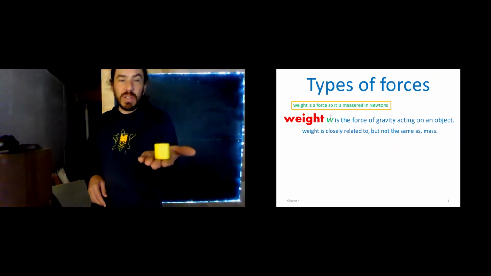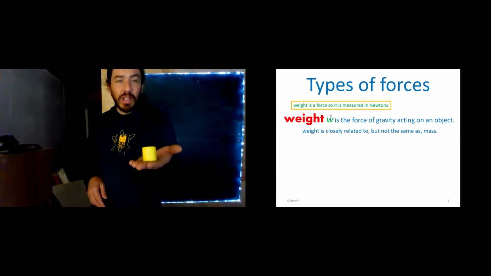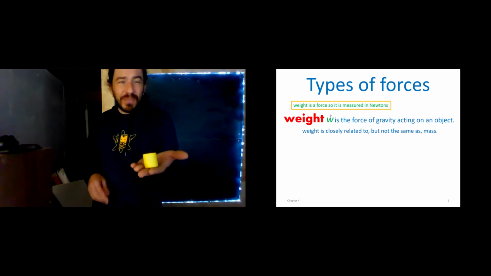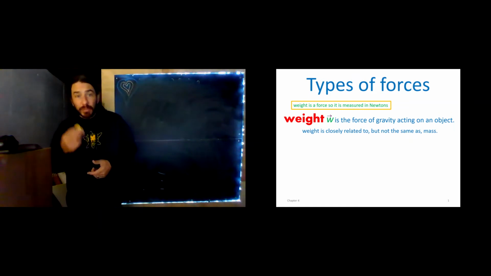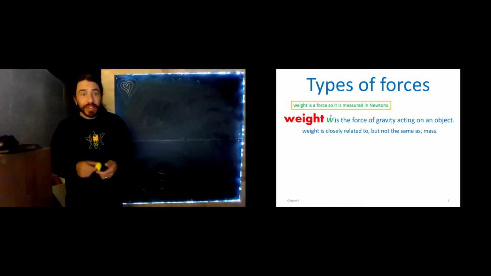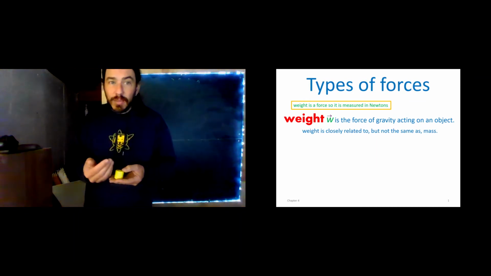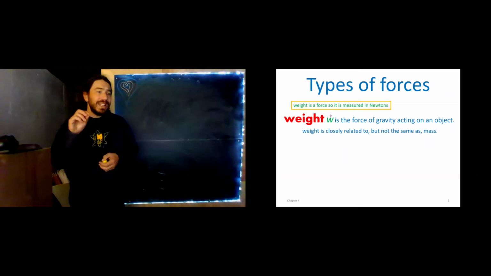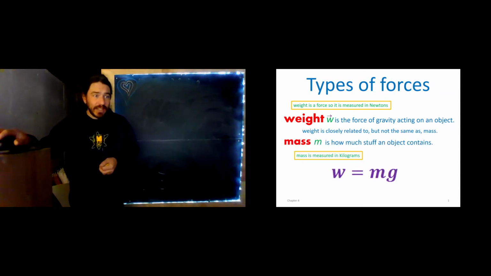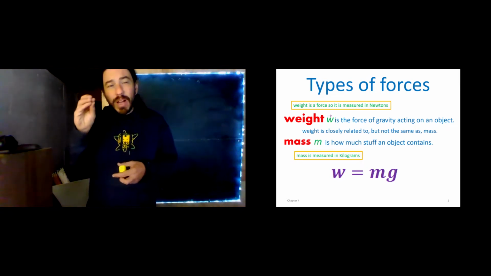If I hold this little piece of wood in my hand, then I can feel the gravity pulling on it. I can feel that pull down on my hand. Gravity pulling on this, that's the weight force. So weight is a force, and it is the gravity acting on the object. Now we have to be a little bit careful, because weight is closely related to, but not the same as, mass, right? Mass is how much stuff.